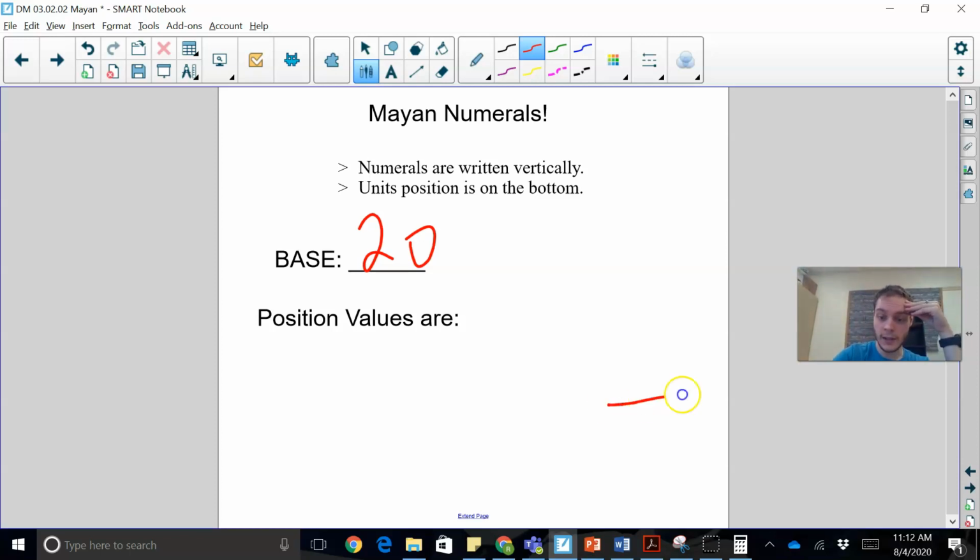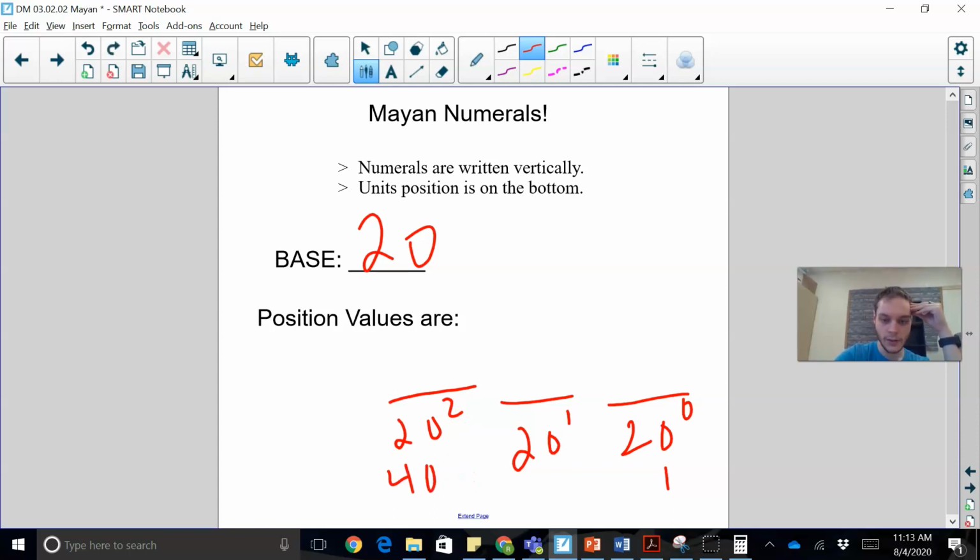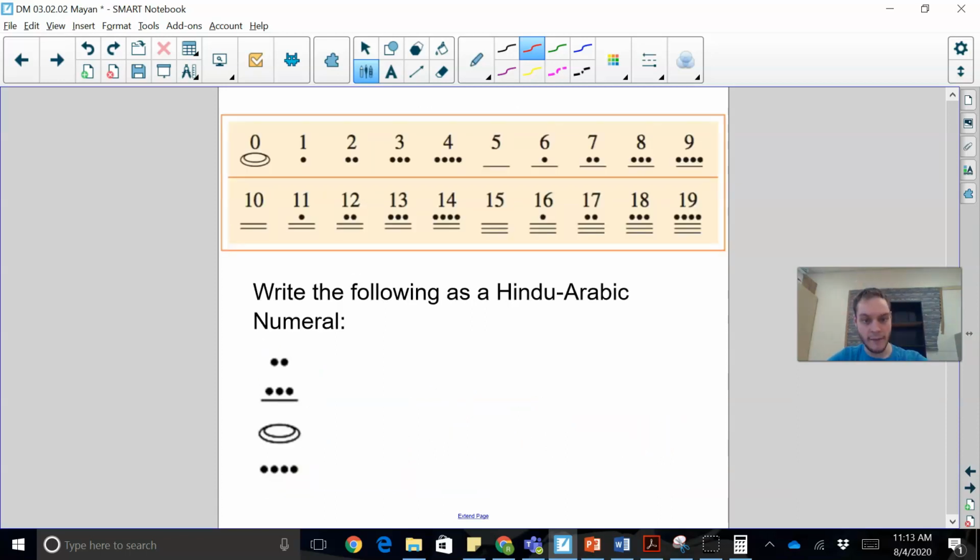Okay, so from right to left, we have 20 to the 0th power, or just 1, because anything to the 0th power is 1. Then you get 20 to the first, which is 20. Then 20 squared, which would be 400. And then 20 cubed, which would be 8,000. Kind of just like we did the Babylonian, but the Babylonian is written horizontally and Mayan is written vertically. And there's the key. I have it at the top of every slide this time. So let's just get right to it.